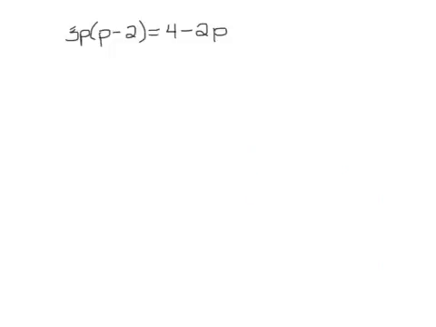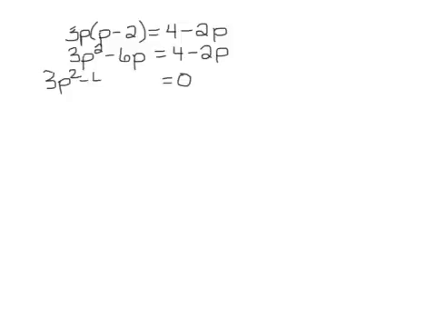In this problem, we will be solving a quadratic equation by completing the square. Our first key is to simplify on the left-hand side. So we're going to distribute 3p to our expression p minus 2. Our next step is to set our equation equal to 0. So our opposite of adding 4, we're going to subtract 4 on both sides. Our opposite of subtracting 2, we're going to add 2 on both sides.